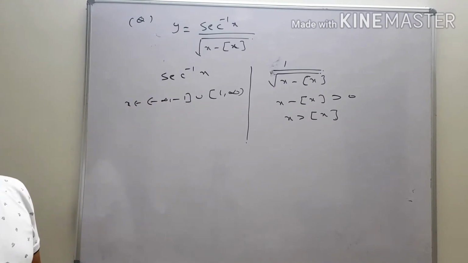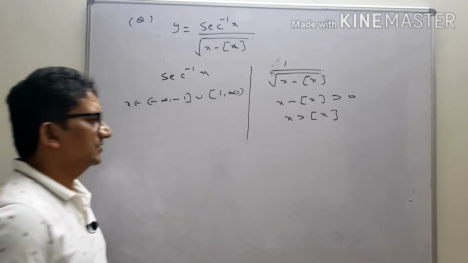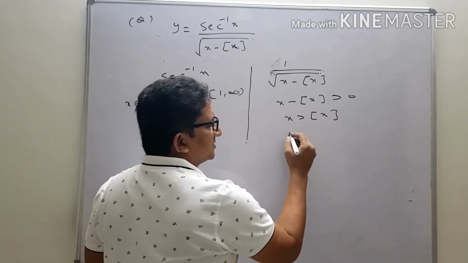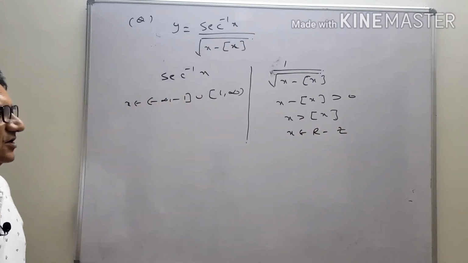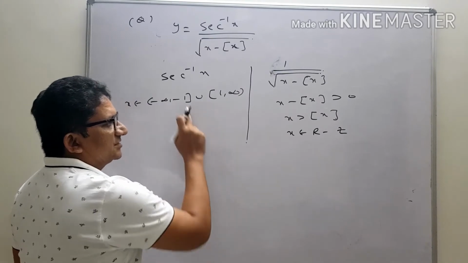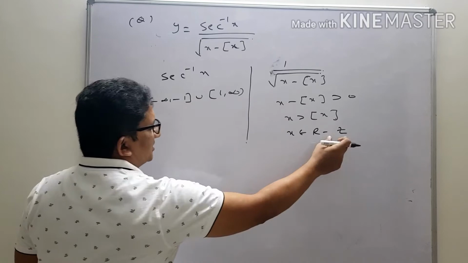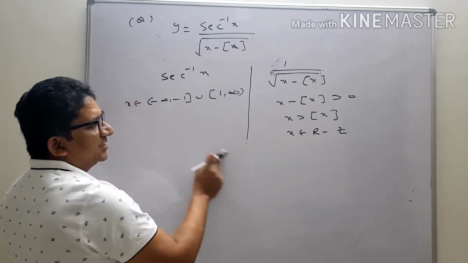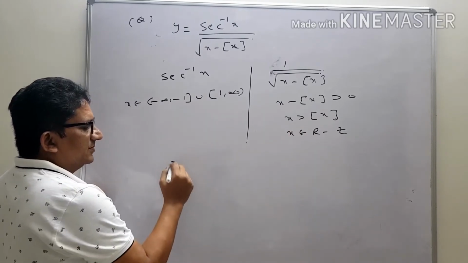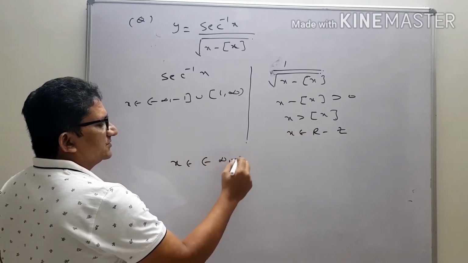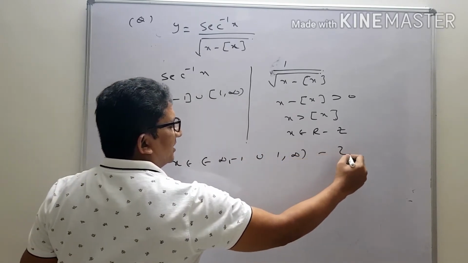So you can answer this. X is greater than step x is possible only when x belongs to R minus all integers, R minus Z. Now we need to club these two, the intersection of these two. Minus Z will be the common part. So when you take the intersection, the answer will be x belongs to minus infinity comma minus 1 union 1 to infinity, minus Z.